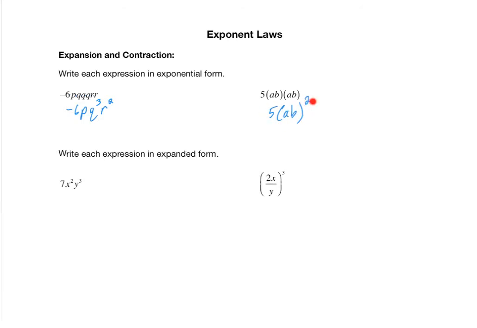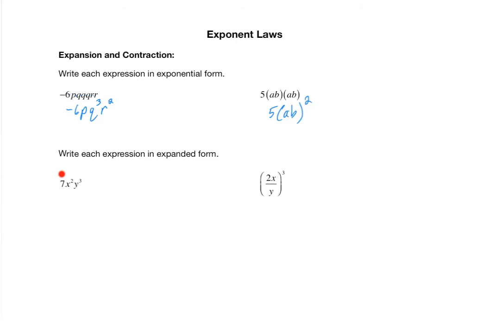Some of you may know some exponent laws on how to rewrite that. That's what's coming up soon. We also want to be able to go the other way. We want to take exponential forms and be able to write them in expanded form, essentially like this. And you're going to see the reason for doing that is the development of the exponent laws.